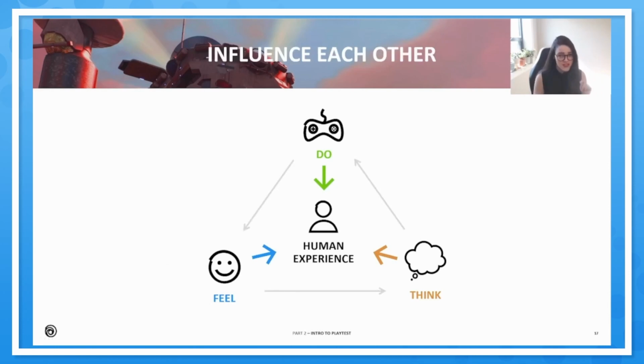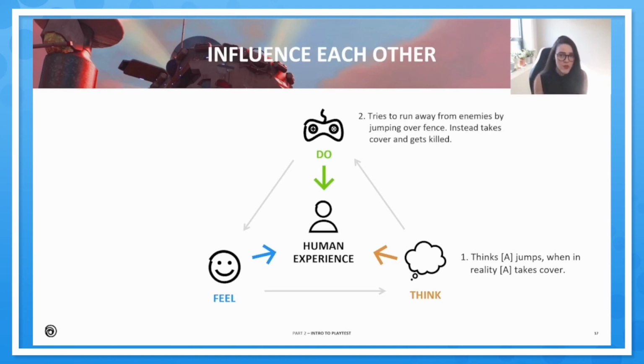Importantly, these three factors of the human experience influence each other. Okay, so to give you an example, if a player thinks that pressing A will jump, but in reality that's actually going to make the character take cover, that's going to have an impact on what they do. Because if they were trying to run away from an enemy and jump over a fence, they'll press A, but instead of jumping over a fence, they'll take cover, which will result in them getting killed. And this will have an impact on how they feel, because they weren't expecting that, because they were expecting to jump, and so they were frustrated, feeling like that death was unfair. And as a result, they dislike the control mapping.